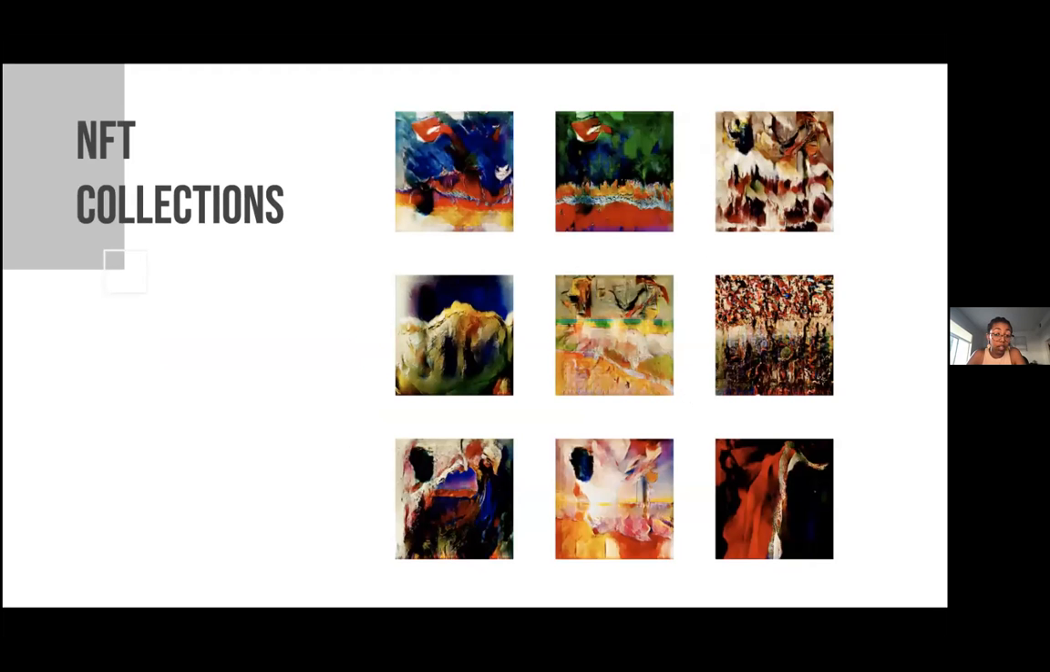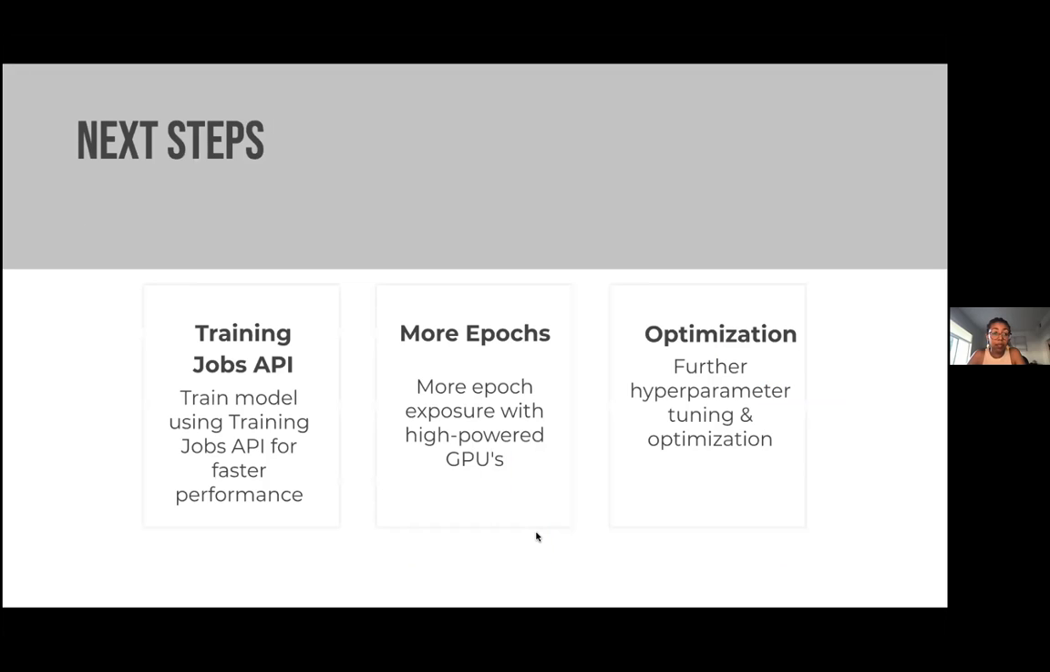One of the real-world applications could be trading these abstract arts in the NFT market space. Some of the artwork that's generated here is a sample from the CycleGAN I ran. What are the next steps? Well, we can use a training API that Amazon provides for faster performance, and that will allow us, A, to run more epochs, and B, to hyper-tune our model to find the best fitting one.